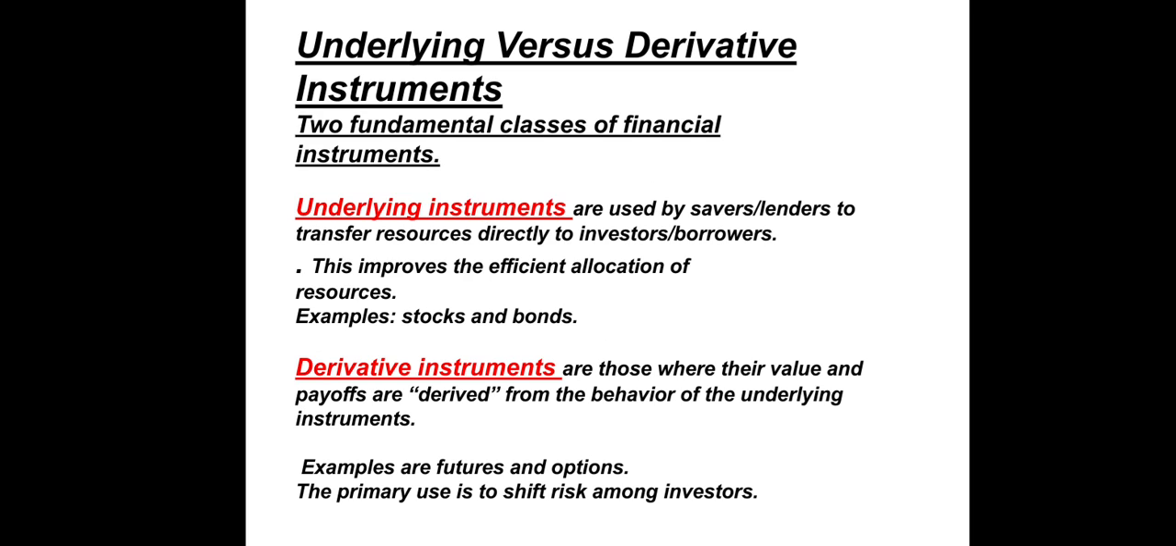And next is derivative instruments. Derivative instruments are those where their value and payoff are derived from the behavior of underlying instruments. For example, futures and options. The primary use is to shift risk among investors.